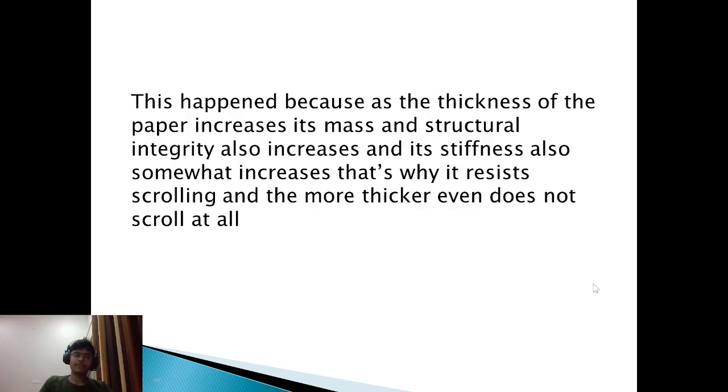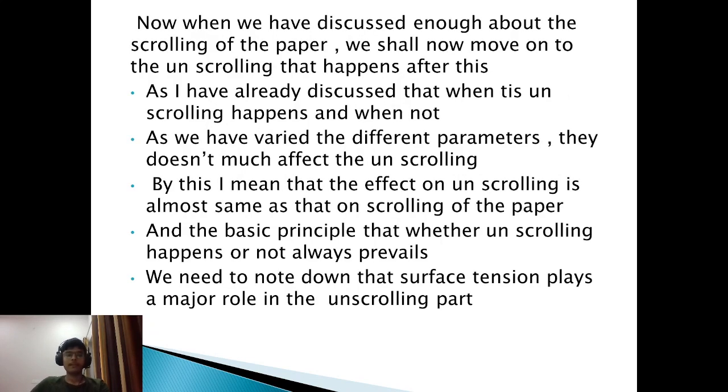And what's the reason behind it? This happens because as the thickness of the paper increases, its mass and structural integrity also increase, so it does not scroll easily. It tends to have a high structural integrity, so it does not fold so easily. So it resists scrolling, and the even thicker paper resists scrolling at all, so it does not scroll at all. So now we have discussed enough about the scrolling of the paper.